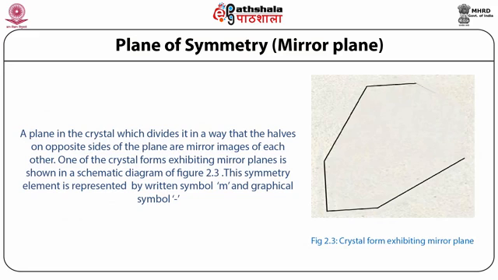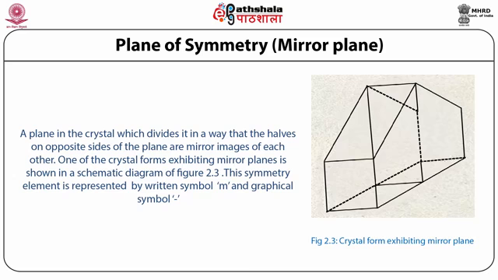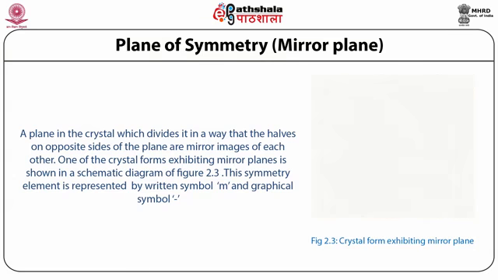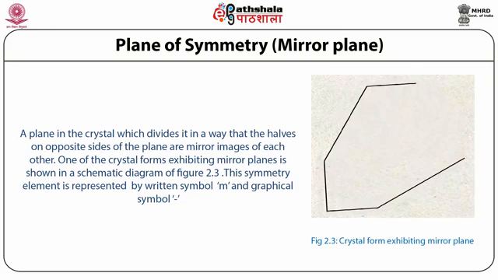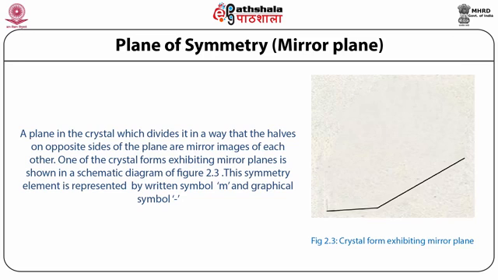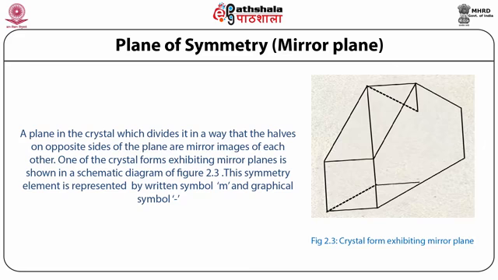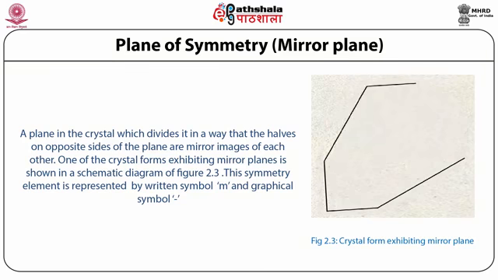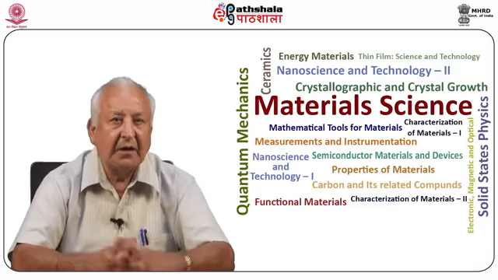Mirror plane: a plane in the crystal which divides it in a way that the halves on opposite sides of the plane are mirror images of each other. One of the crystal forms exhibiting mirror planes is shown in the schematic diagram of figure 2.3. This symmetry element is represented by the written symbol letter m and a graphical symbol in the form of a dash. Figure 2.3 shows a crystal form exhibiting a mirror plane.